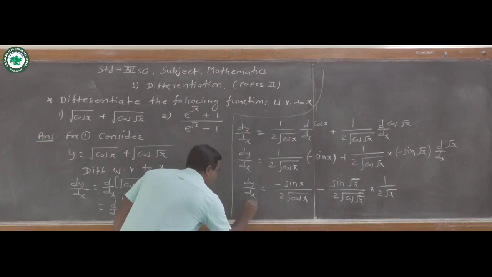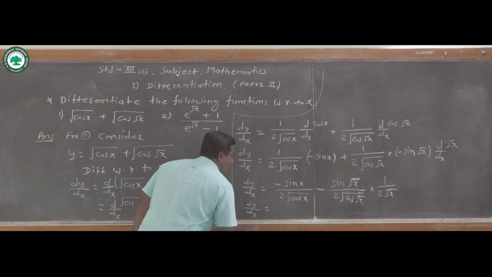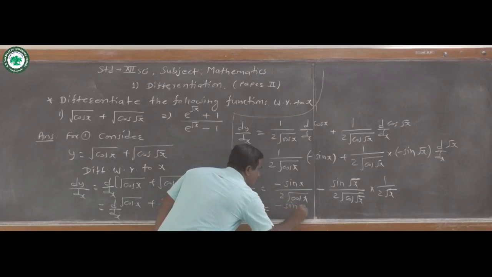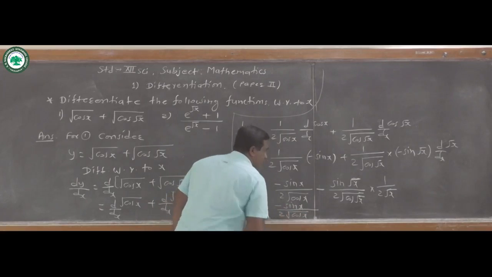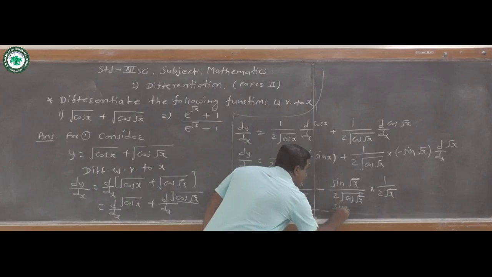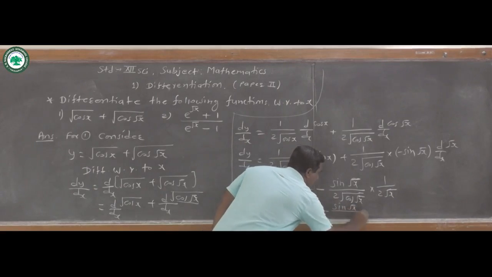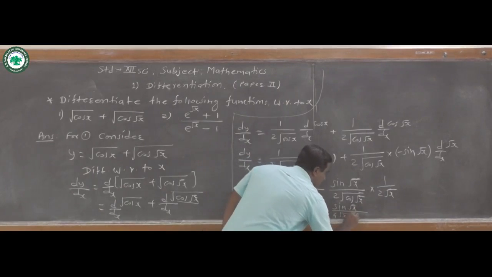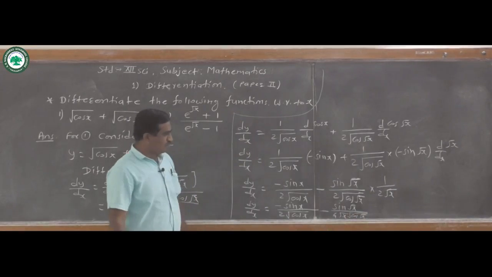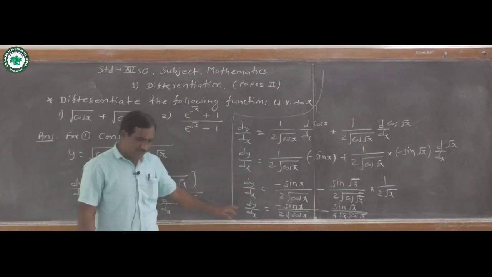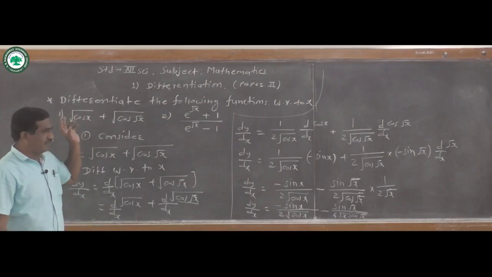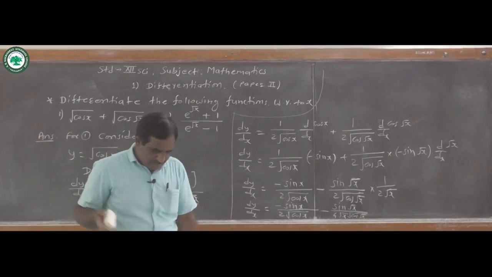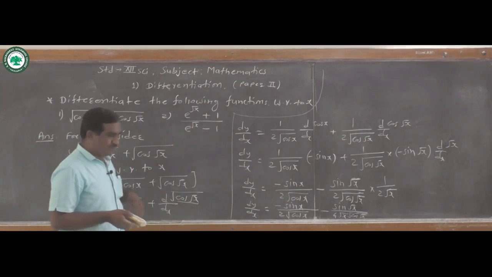Okay, that is finally we get dy by dx is equal to minus sin x upon 2 into under root cos x minus sin of root x upon 4 into root x into cos of under root x. Now this is the derivative of given function. Answer for first example. Now similarly we can find the derivative of second function by using composite rule.